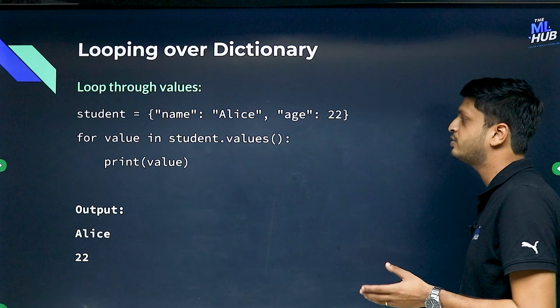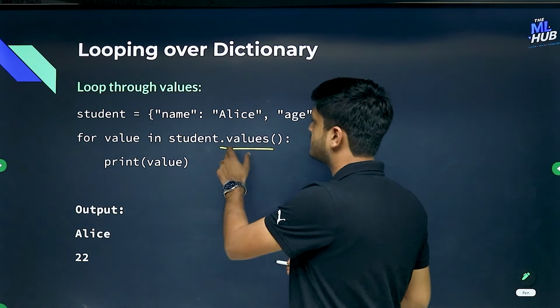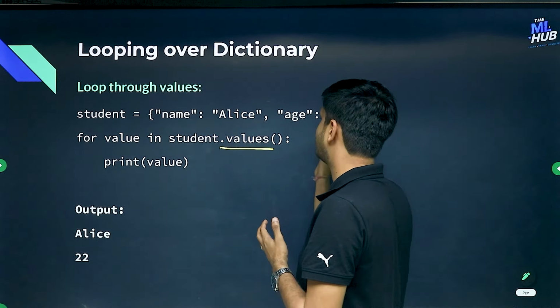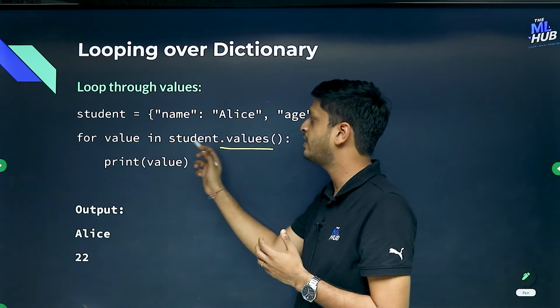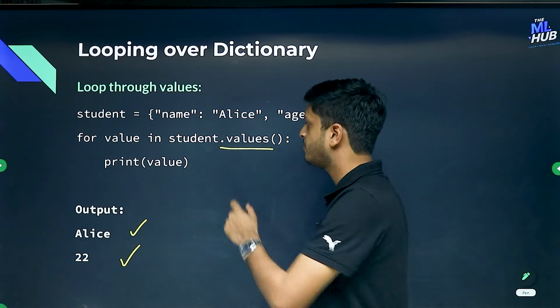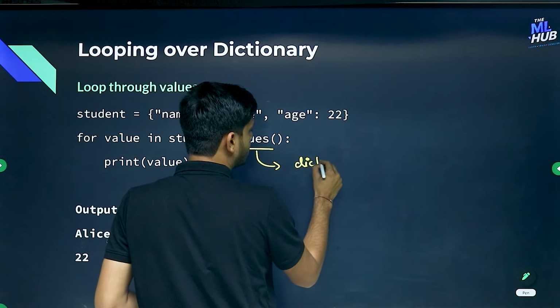Similarly, you can loop through the values of a dictionary as well. For that, you can use the dot values function. This gives you a view of the current values in that order. So firstly Alice and then 22. So if you run for value in student.values, if you print the value, you will get Alice and then 22. Because dot values function gives a dict_values type of object.